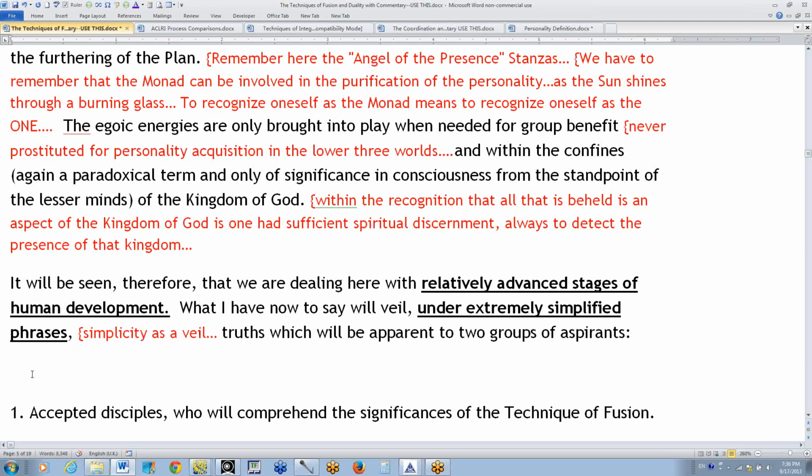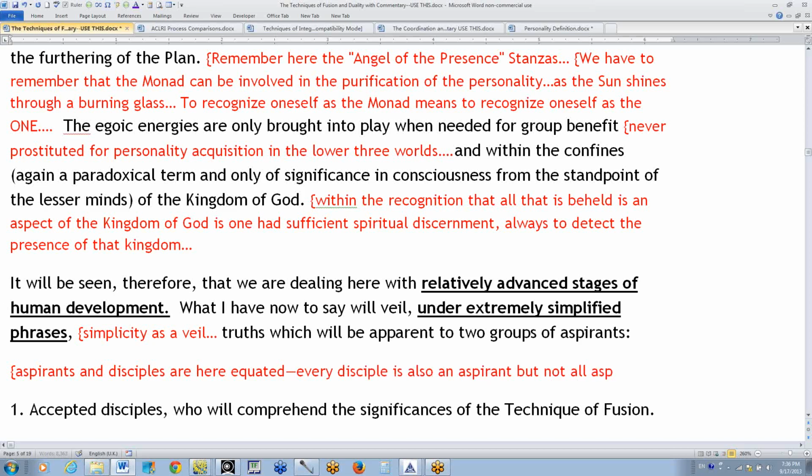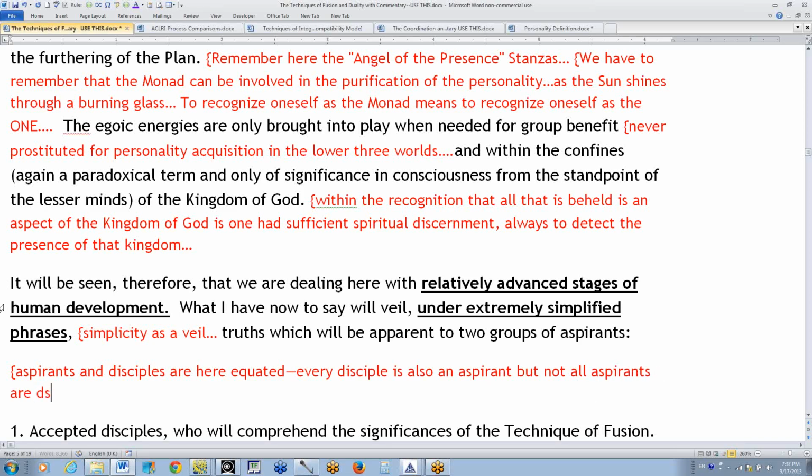And notice how he equates the terms aspirant and disciple. Well, everybody's aspiring, and everybody's learning. Once we are a disciple, we are both an aspirant and a disciple. When we're simply an aspirant, we may not be yet a disciple. So aspirants and disciples are here equated. Every disciple is also an aspirant, but not all aspirants are disciples, technically considered.